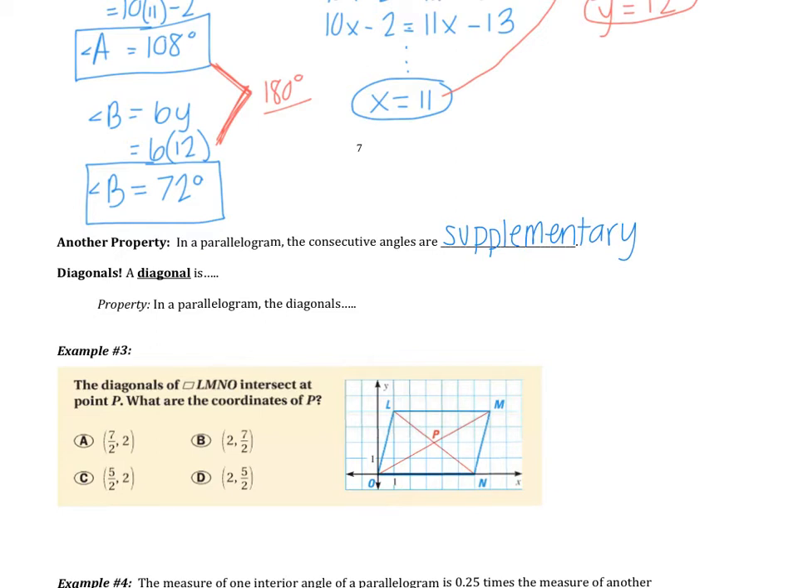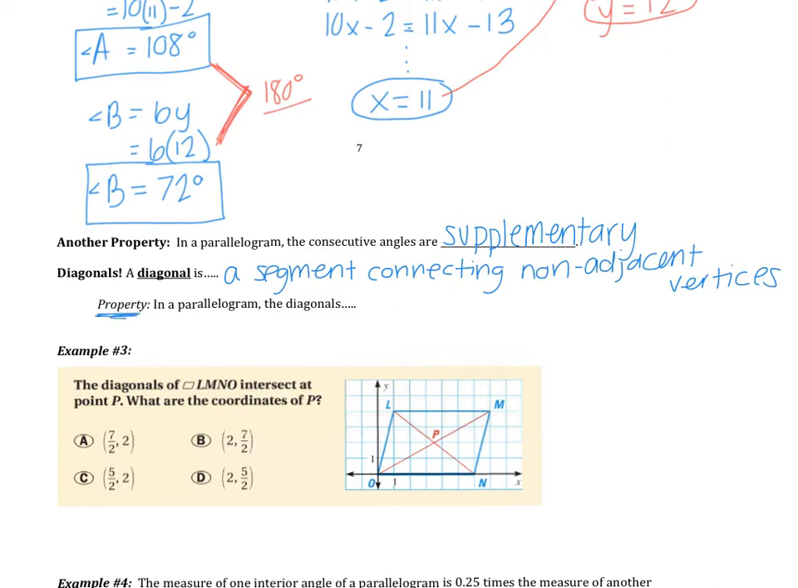Now another definition coming at you: diagonals. A diagonal is a segment connecting non-adjacent, I'll explain what that means, vertices. A property of a diagonal is that in a parallelogram, the diagonals will bisect each other, which means cut in half. Let me draw you a picture to show what I mean.